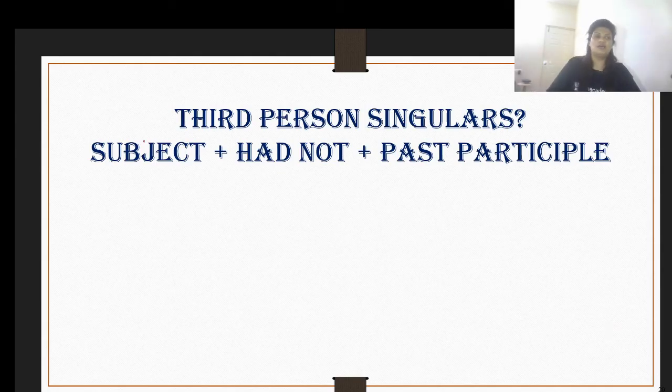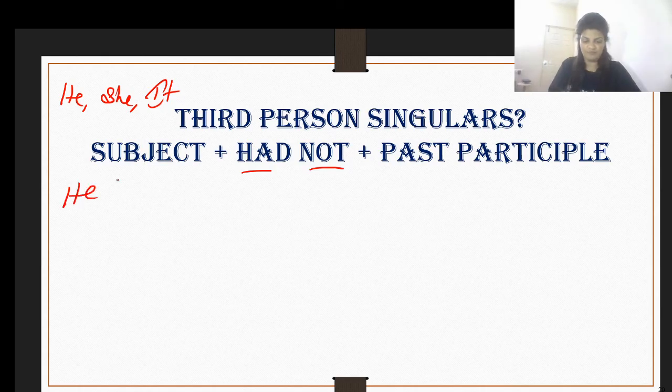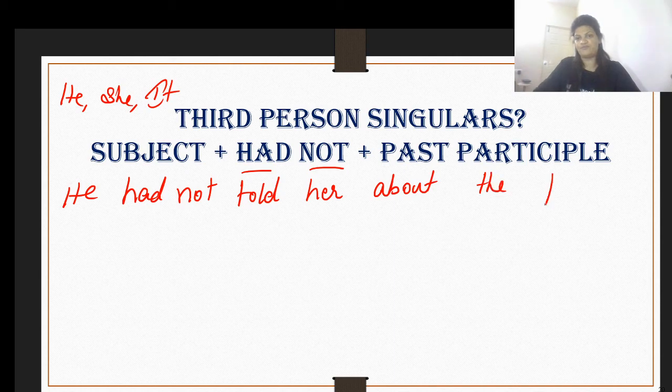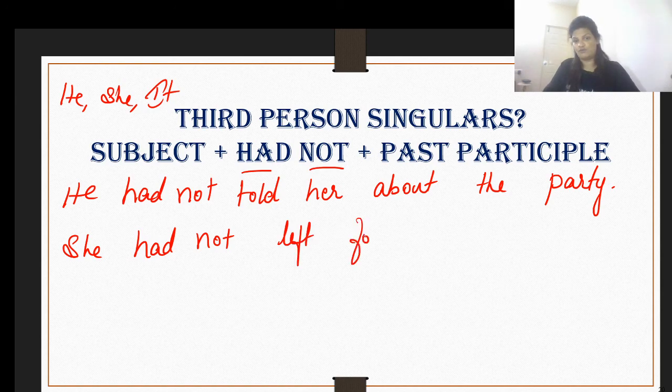With third person singular subjects like he, she, and it, we follow the same sentence structure. That is, had and not. Let us see. He had not told her about the party. He had not told her about the party, or she had not left for the day. Full stop. You can also convert this into hadn't.